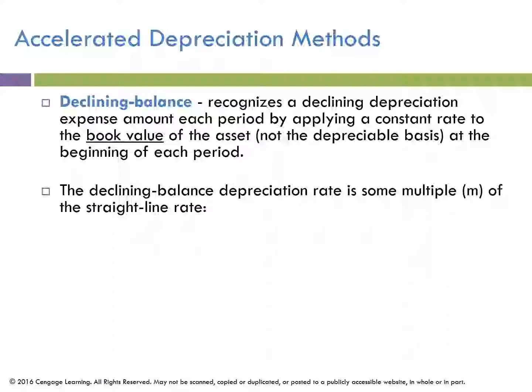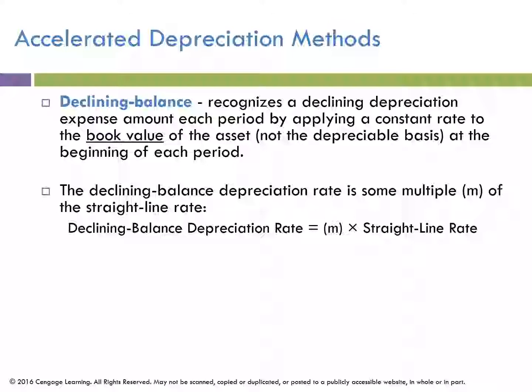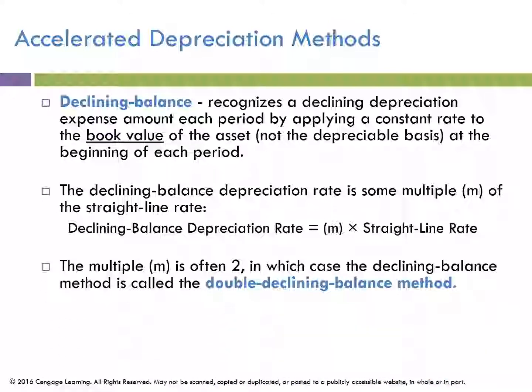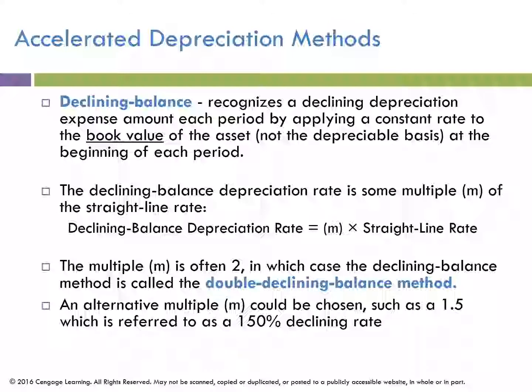Let's take a look. The declining balance depreciation rate is some multiple of the straight line rate. What does that mean? Declining balance rate equals M times the straight line rate. The multiple M is often 2, so you'll hear it referred to as double declining balance. What that means is we take the number 2 times the number 1 over the life of the asset. 1 over the life is the straight line rate. That would give us a fraction of 2 over the life of the asset. But you may also hear it referred to as 150% declining rate. In that case, instead of using 2 times 1 over the life, you would use 1.5 times 1 over the life of the asset. So you do have a choice there.